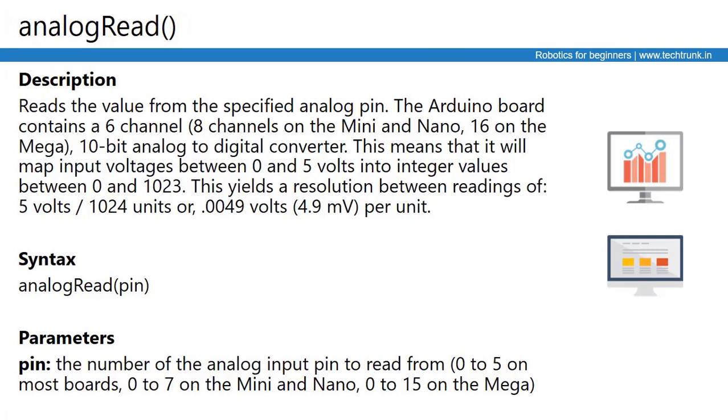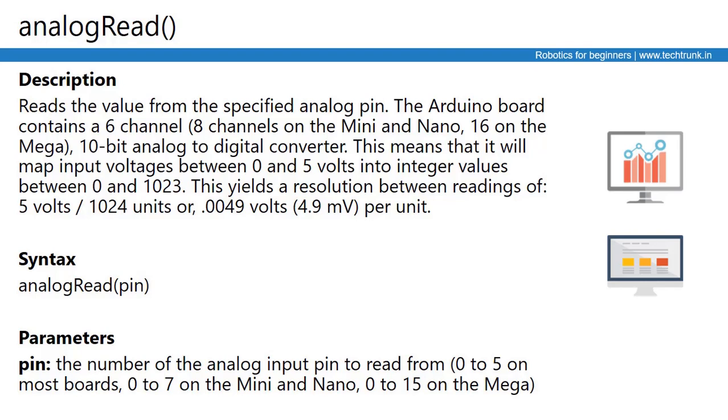The next syntax is analog read. In case you are working with devices which provide analog signals, like sensors or a potentiometer, for reading data from those connected to the ADC pins, that is from A0 to A5, you can use the syntax analog read. Analog read reads the value from the specified analog pin.